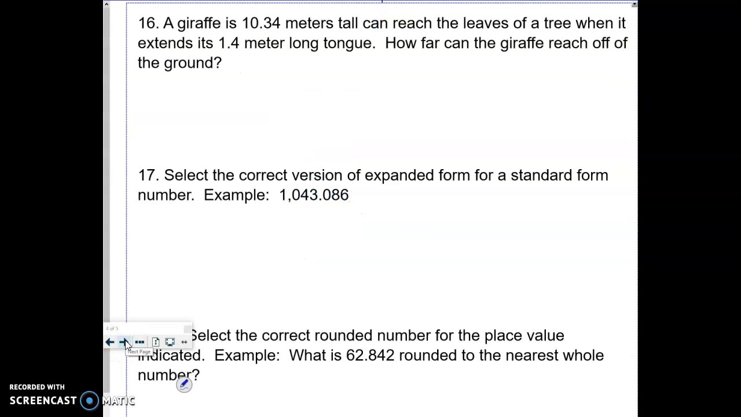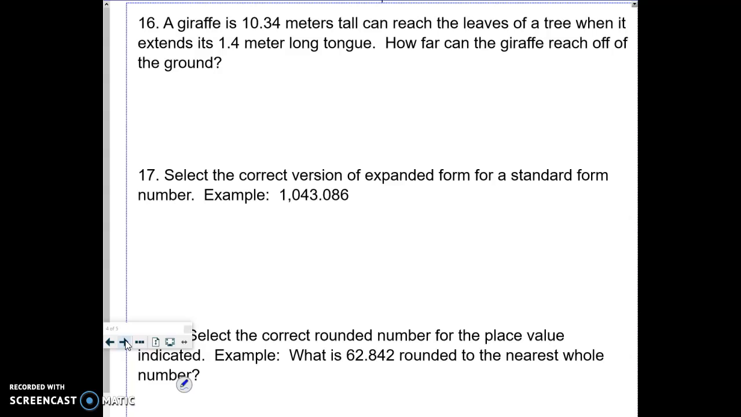All right, next one, again, a couple more, one more story problem here. It says, a giraffe is 10.34 meters tall, okay? 10 and 34 hundredths meters tall, and it can reach leaves of a tree when it extends its 1.4 meter long tongue. How far can the giraffe reach off the ground? Basically, how much does it have to reach to get to those leaves?